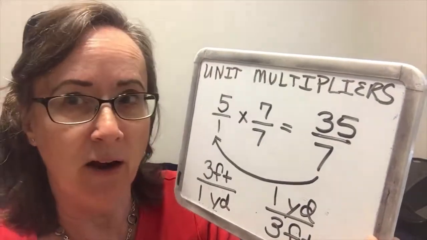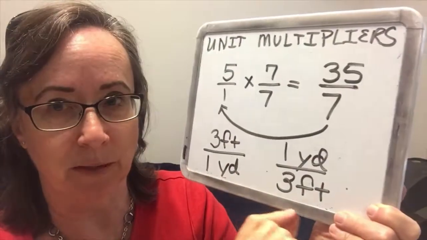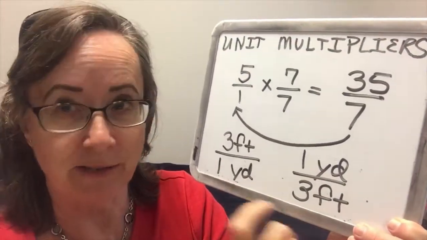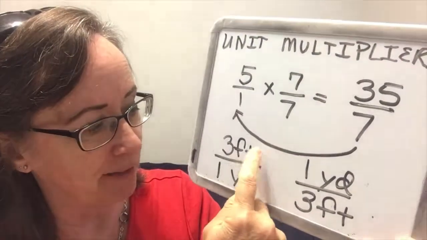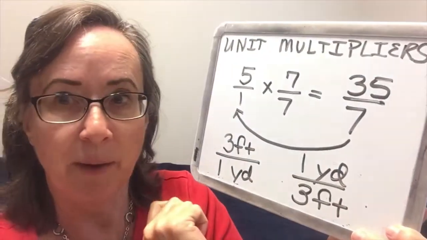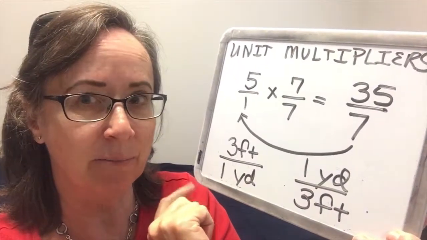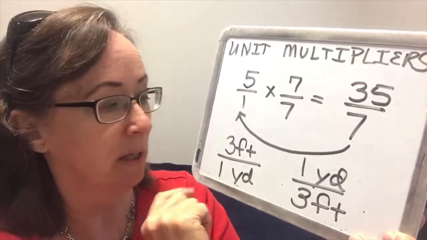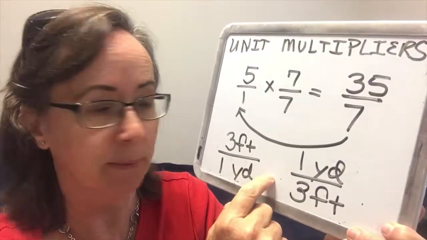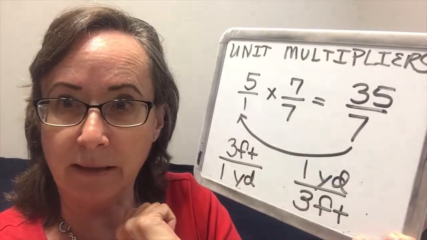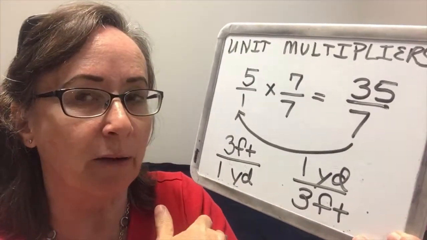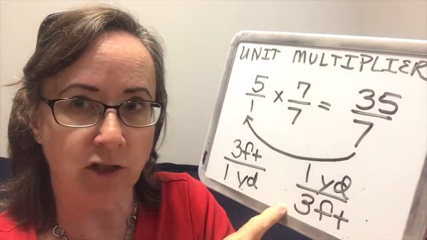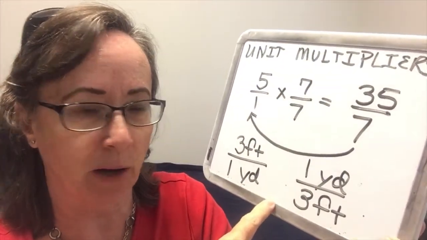So now we're going to use unit multipliers. These are called unit multipliers. And unit multipliers have units. So you can see I have feet and yards and feet. But a unit multiplier is a fraction that equals the same thing on the top as it does on the bottom. So the fraction equals 1. So when we multiply by 1, nothing changes, right? So we use these unit multipliers to change the units of a problem.